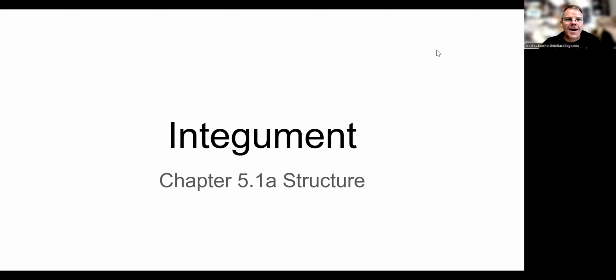All right, here we are again. And this little installment, hopefully short, is just going to be an introduction to the integument, or sometimes known as the integumentary system. And we'll just take a quick look at the structure here.